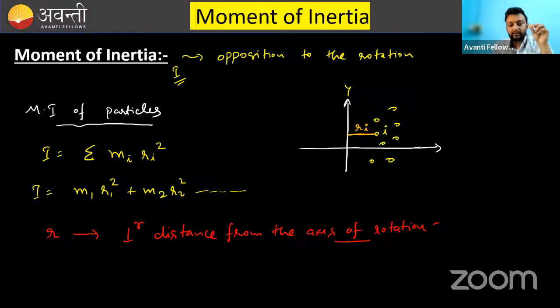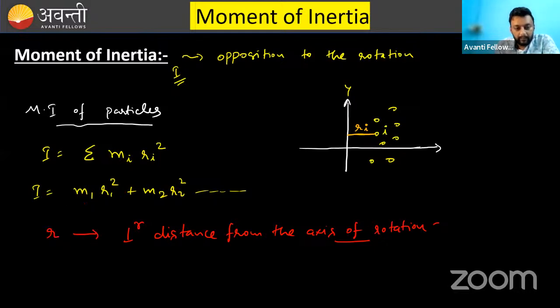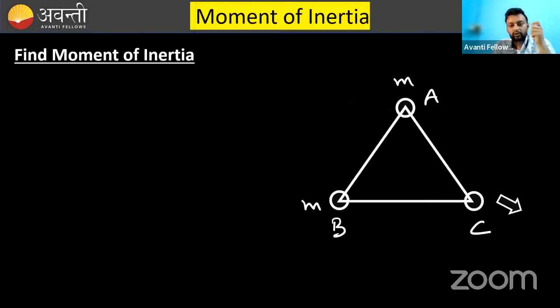One thing is clear, how is it calculated? Take a mass, multiply it by the square of its perpendicular distance from the axis, and similarly for the other particles. Now, on the next slide, we will see. The question says, find moment of inertia. Whenever someone asks you to find moment of inertia, he will describe about which axis the body is rotating, or about which axis you need to calculate the moment of inertia.